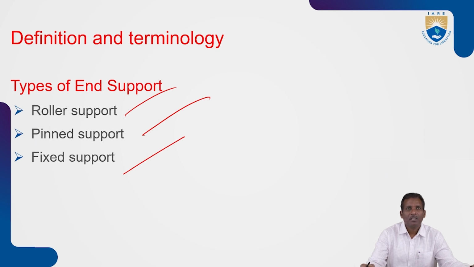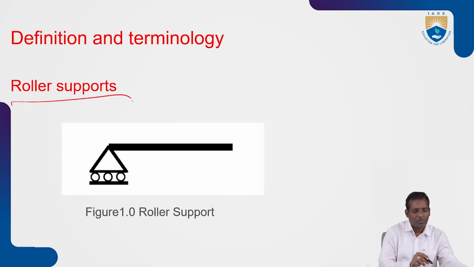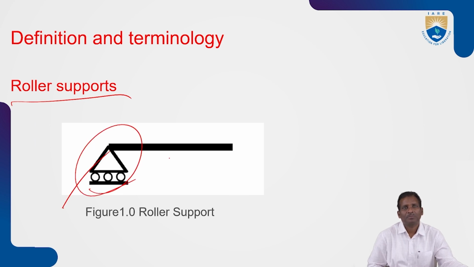So in beams, the basic terminology is shear force and bending moment, then types of beams, types of end supports, and types of loads. These are very important terms. So now one by one we will see the roller support. As shown in the diagram, one end is a roller support. So it can move horizontally. There is no vertical movement.